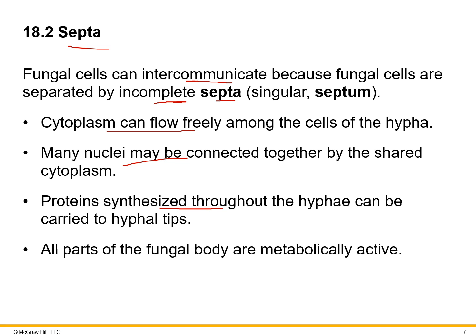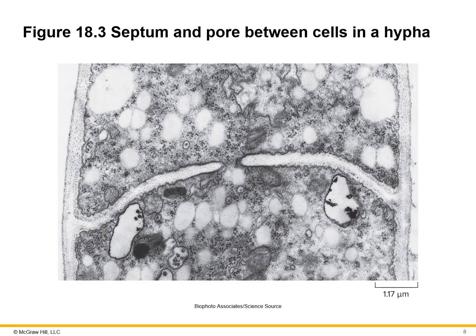So the protein synthesis throughout that can be carried to the tips, kind of like our neurons, where the neurotransmitter is made up in the cell body and it travels all the way to the terminals. Well, these proteins within the hyphae can be transported to the ends. And all parts of that fungal body are metabolically active. So they're all going through metabolism. And this is just showing, again, the septum. So you can see here where the cell wall starts growing, but it stops and it leaves this opening here called the septa.